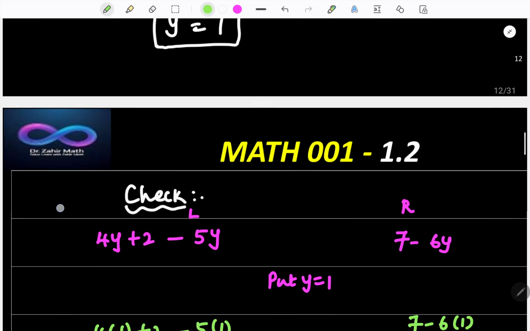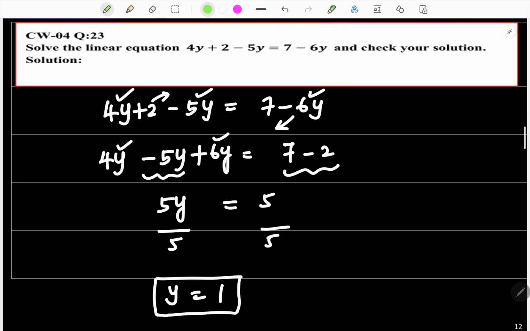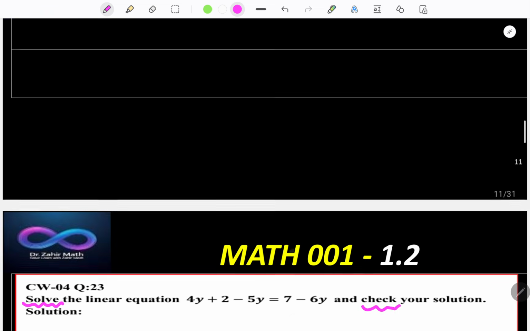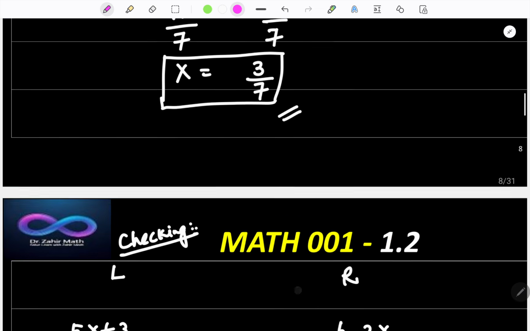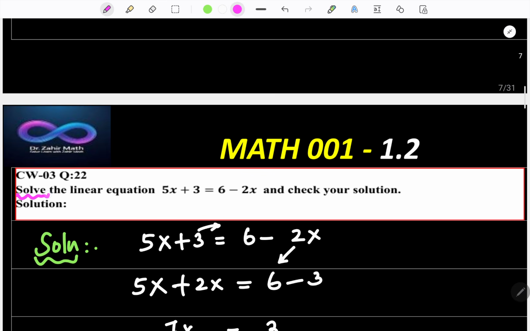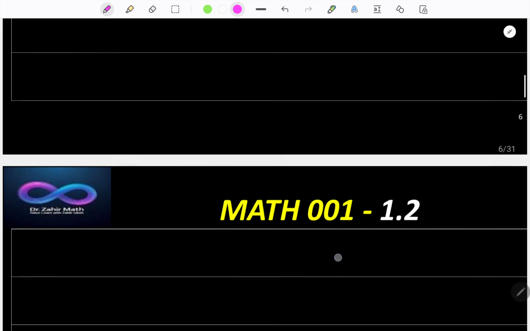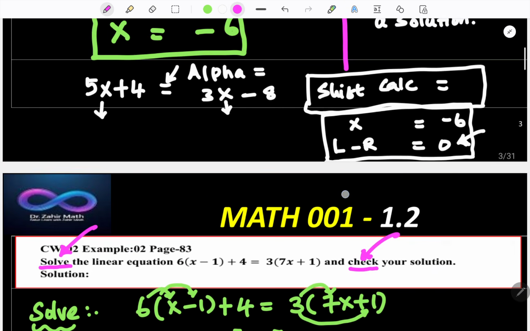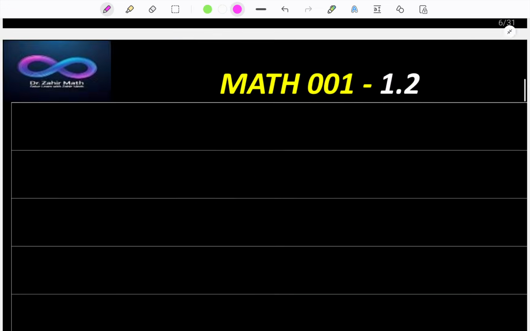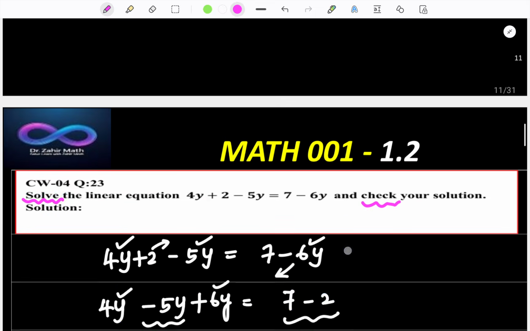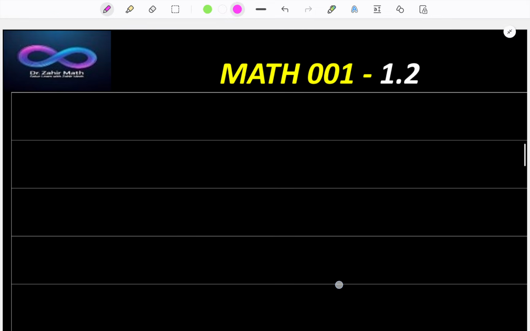Again I'm telling you, there are two parts in the question. Number 1 is solve. Number 2 is check. There are two parts in the question: solve and check. Make sure these words are in your mind. If it is clear, then you can do it.